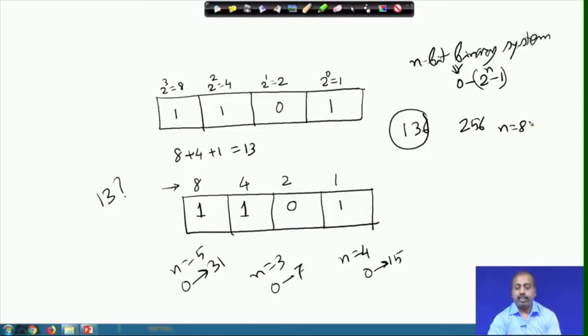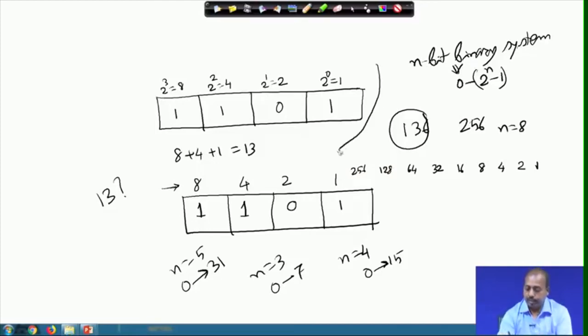So, I will need an 8 bit number system to represent 136. In an 8 bit number system, what happens to the values? If I write from the LSB side, first is 1, next is 2. I am just writing these positions that we have written here. So, 1, 2, 4, 8 like that. So, 1, 2, 4, then 8, then 16, 32, 64, 128, 256. This is that 8 bit range that we have.